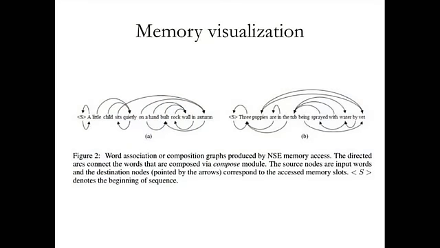So, relating to the NSE, if you look at the NSE memory access pattern while it is encoding the sentence, we could see this kind of word composition graph. Basically, it's learning to compose the words depending on the task. Is this real? This is a real example from the language inference dataset after training.